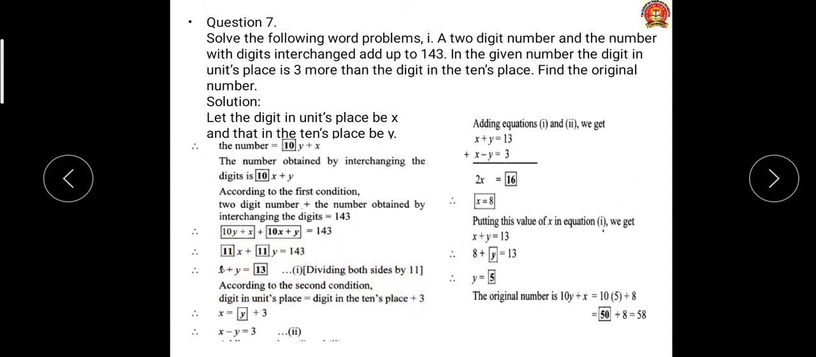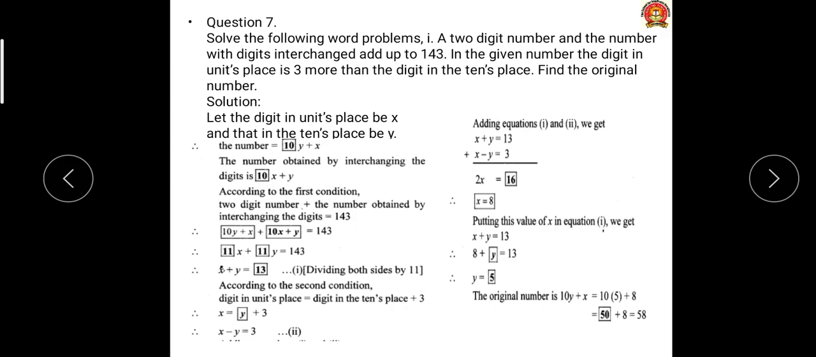Now according to the second condition, the digit in the unit place is equal to the digit in the tens place plus 3. So what is the unit place? x. Tens place is y, plus 3 as it is. So y you have to shift this side, x minus y is equal to 3. Now two equations we have, first and second, that is x plus y is equal to 13 and x minus y is equal to 3. After adding these equations, you will get 2x is equal to 16, x is equal to 8. Putting this value in any equation, you will get the value of y, that is 5. And therefore the original number is 10y plus x is equal to 10 into 5 plus 8, that is 50 plus 8, that is 58.